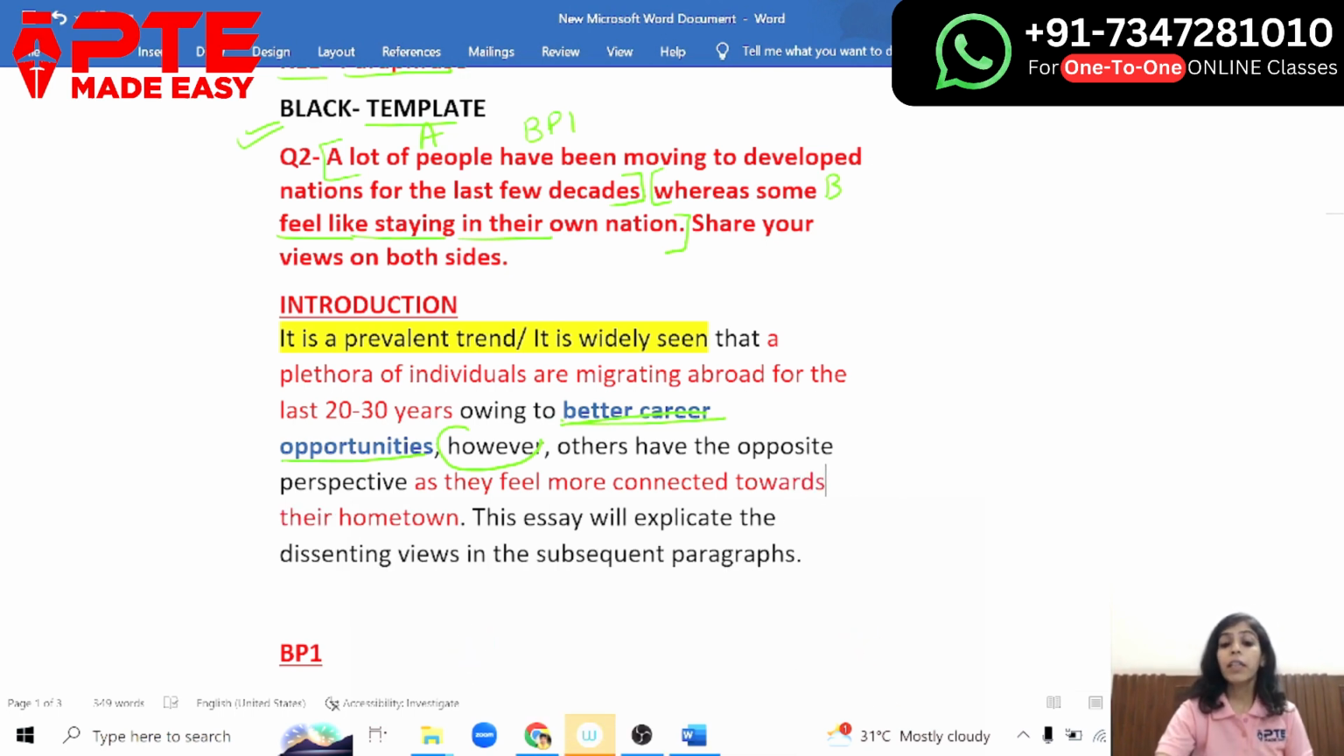Okay. This essay will explicate the dissenting views in the subsequent paragraphs. So whatever I have written in black text, you simply copy paste the same. Whatever is written in red is the paraphrased version of the question statement, and blue is something that you have to use. So you can clearly see in the introduction, you simply need to use the first idea or just outline the idea, and that's it. Otherwise, you are going to copy paste everything.